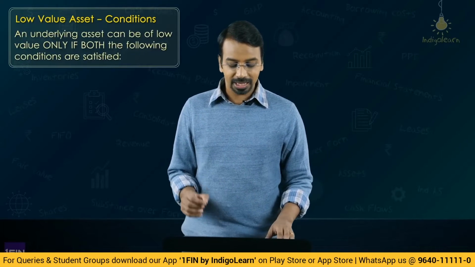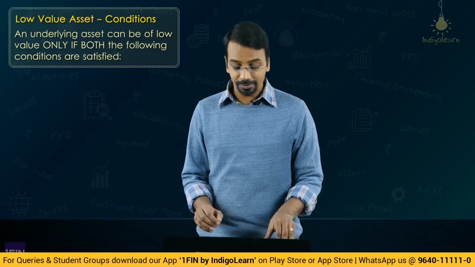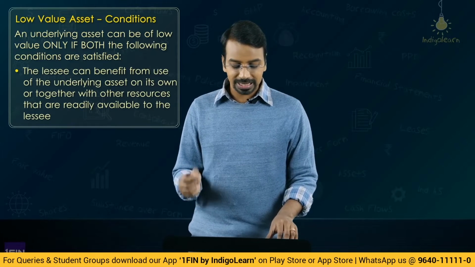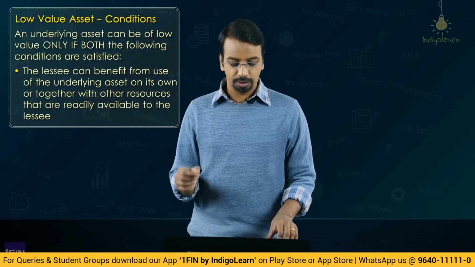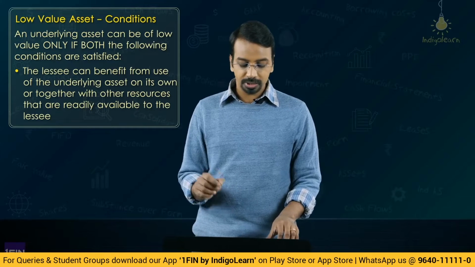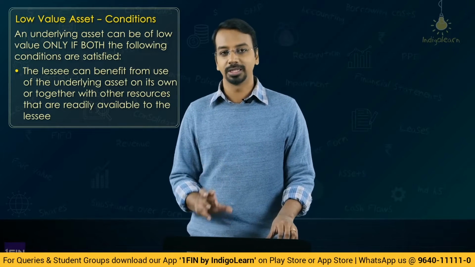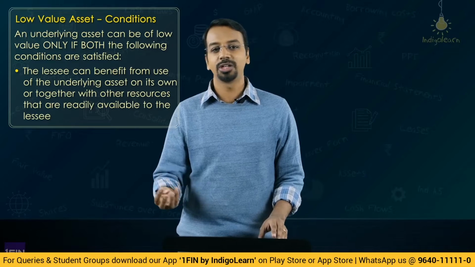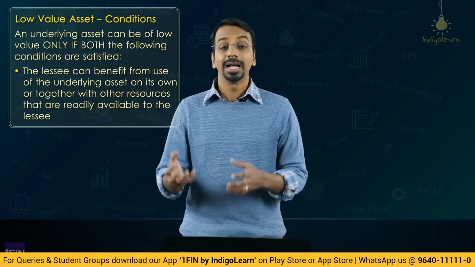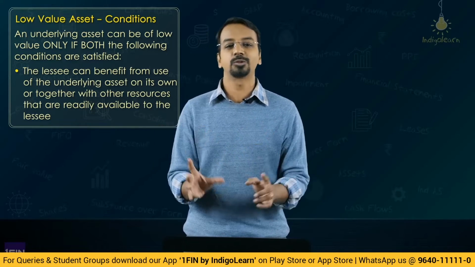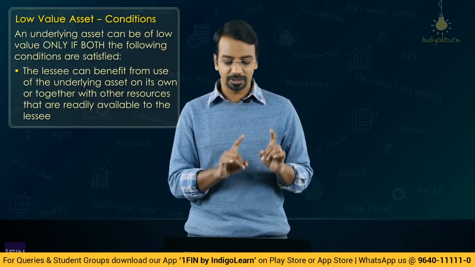Now, apart from the value criteria, the standard also provides 2 conditions to decide whether you can apply this low value related exemption or not. The standard says an underlying asset can be of low value only if both of the following conditions are satisfied. The first condition is the lessee can benefit from use of the underlying asset on its own or together with other resources that are readily available to the lessee. So, first thing is that the asset should give me benefit either on its own or by using that asset with some other resources which are readily available with me. So, that is the first condition.